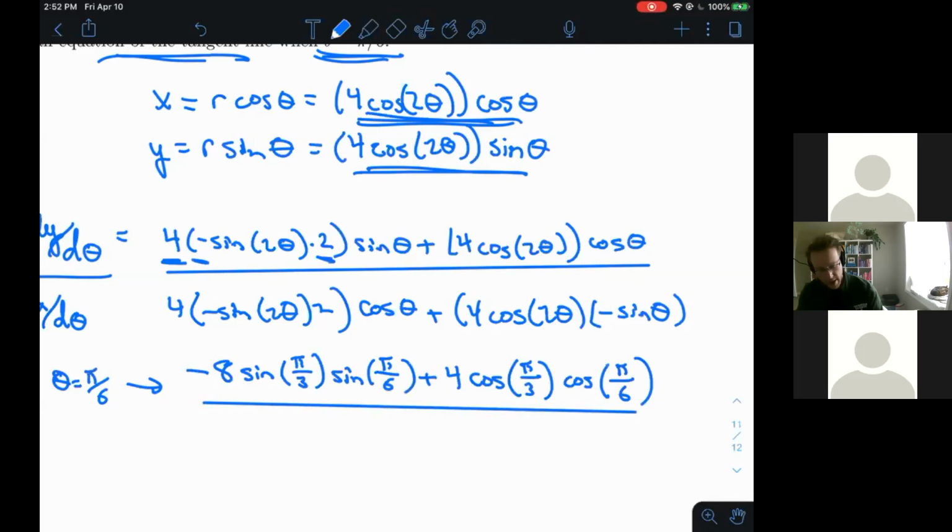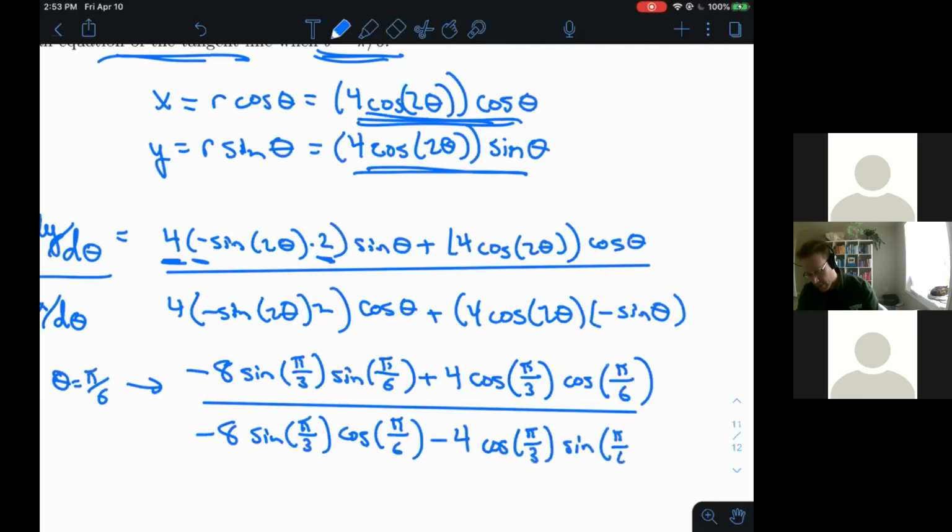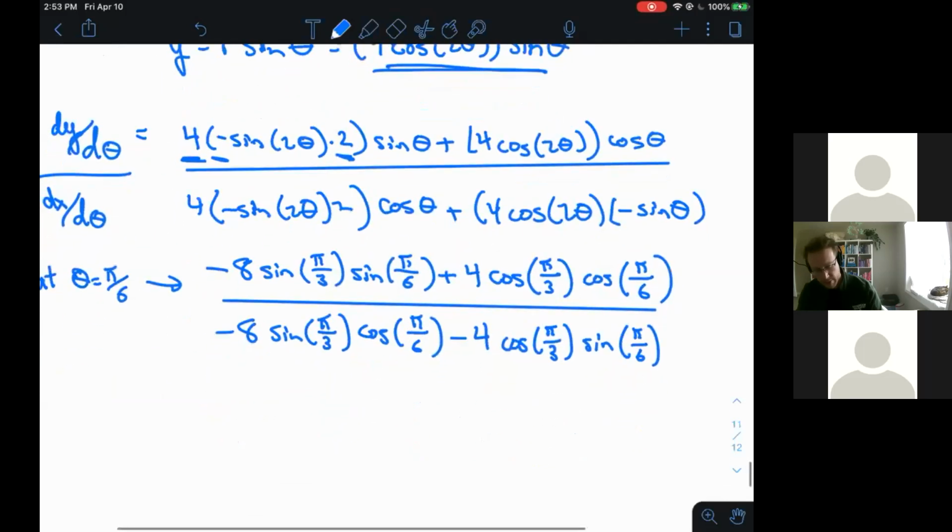And now let's go down into the denominator. Again, I see a negative 8 in total here. I see a sine of pi over 3 because I need to multiply that one by the 2. I see a cosine of just regular old pi over 6. That one doesn't have a 2 on the inside. And then I have minus 4 cosine of pi over 3 and sine of pi over 6. That one doesn't have a 2. So let's simplify this a little bit.